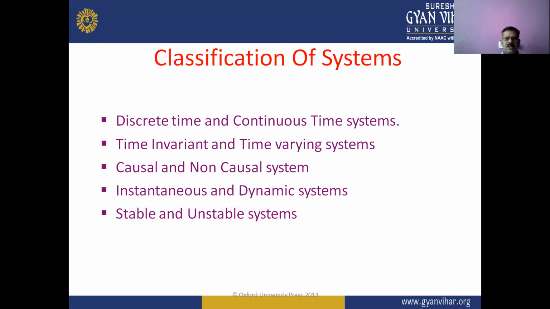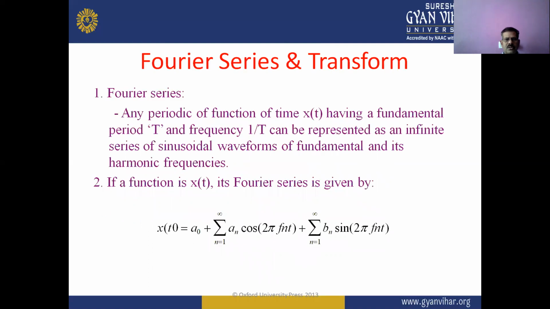Next, the classification of systems. First, discrete time and continuous time systems. Second, time invariant and time varying systems. Third, causal and non-causal systems. Next, instantaneous and dynamic systems. And last, stable and unstable systems. So these are some of the systems.